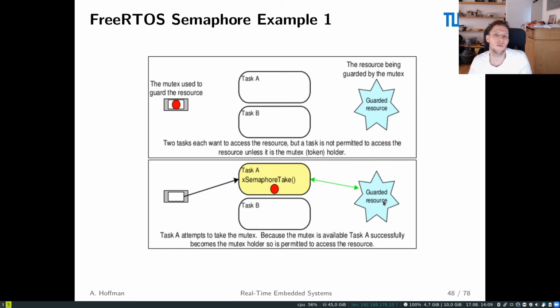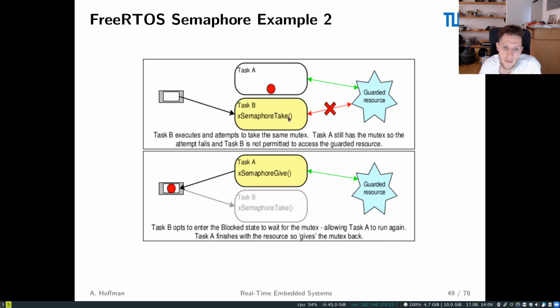Now, when I'm saying guarded resource, all I mean is it's some region of memory. Right? And so if this is a struct, which we saw in the C programming lecture, it could be a very large, complex data structure in memory. It could be a single integer, it could be an array, it could be anything you want, right? So task A has obtained the semaphore and is allowed to access the resource.